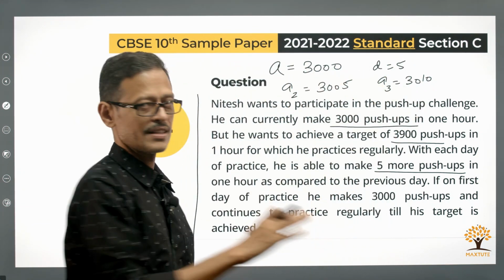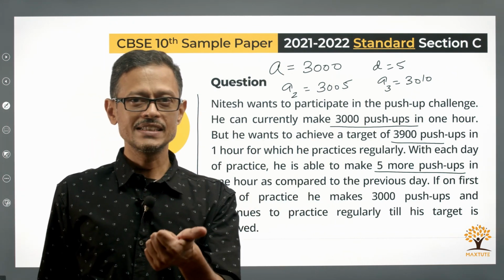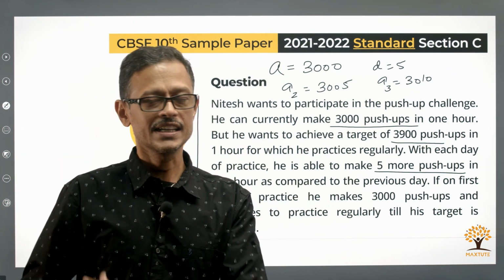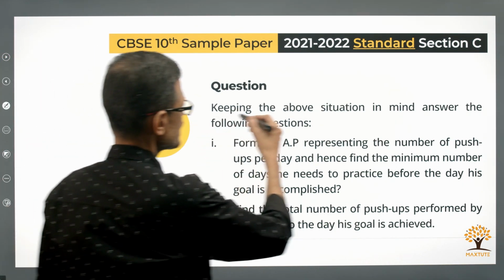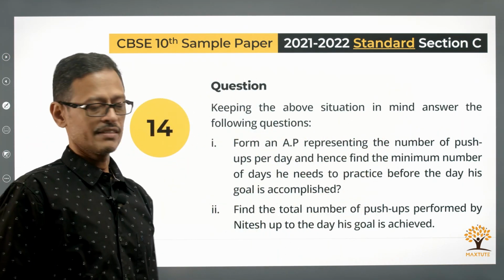So this much is established here. Starting with 3000, we need to reach a target of 3900. Let's look at what these 2 questions are. Keeping the above situation in mind, answer the following questions.